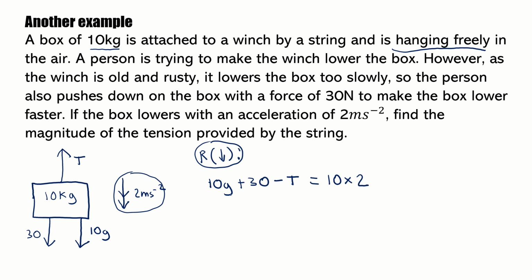Now I can start doing the calculations. 10g is just 98, plus 30, minus T equals 20, and of course this is all very easy to solve. Move the T over to the other side, take away the 20, and basically tension is equal to 108 newtons. So the answer is the tension is 108 newtons.